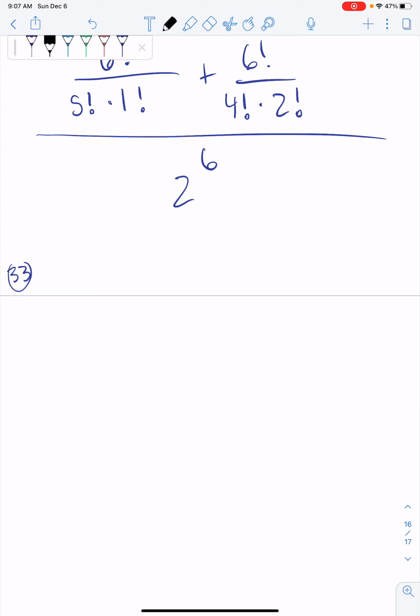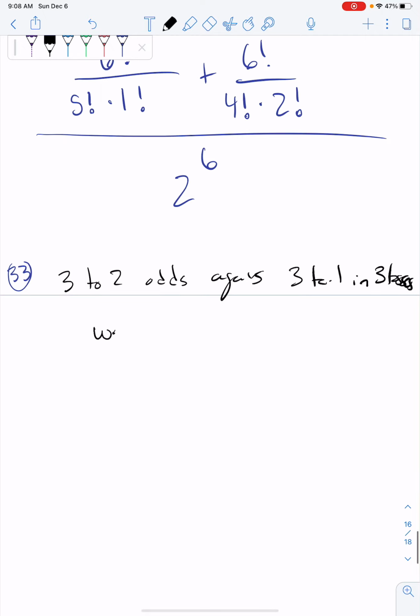Number 33. Holy cow, guys, this is a long review. You are given 3 to 2 odds against tossing 3 tails. So 3 to 2 odds against 3 tails in 3 tosses. And then it goes on to tell you what that means. That means if you win, you get $3. If you lose, you have to pay $2. Find the expected value of the game.